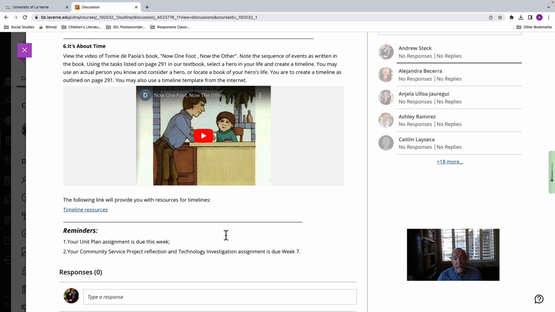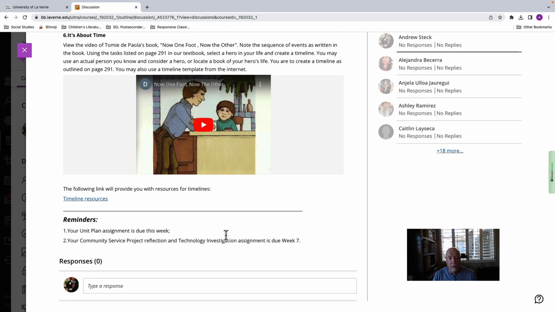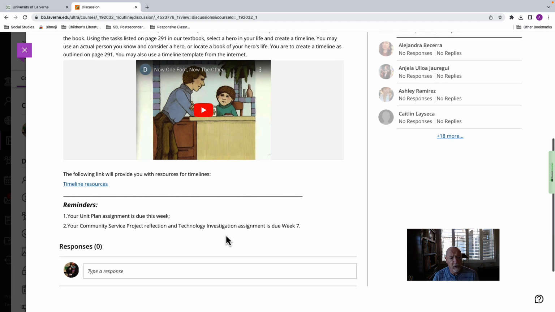Your unit plan assignment is due this week. That's the unit plan, the general unit description you're going to write about, and 3 consecutive sequential lesson plans. Don't forget, your objective needs to be an ABCD format. You need to remember what diverse population you're going to address, as well as multiple intelligences. You need to tell how you're going to address that multiple intelligence in your lesson. Your community service project reflection and the technology investigation assignment is due next week, week 7.